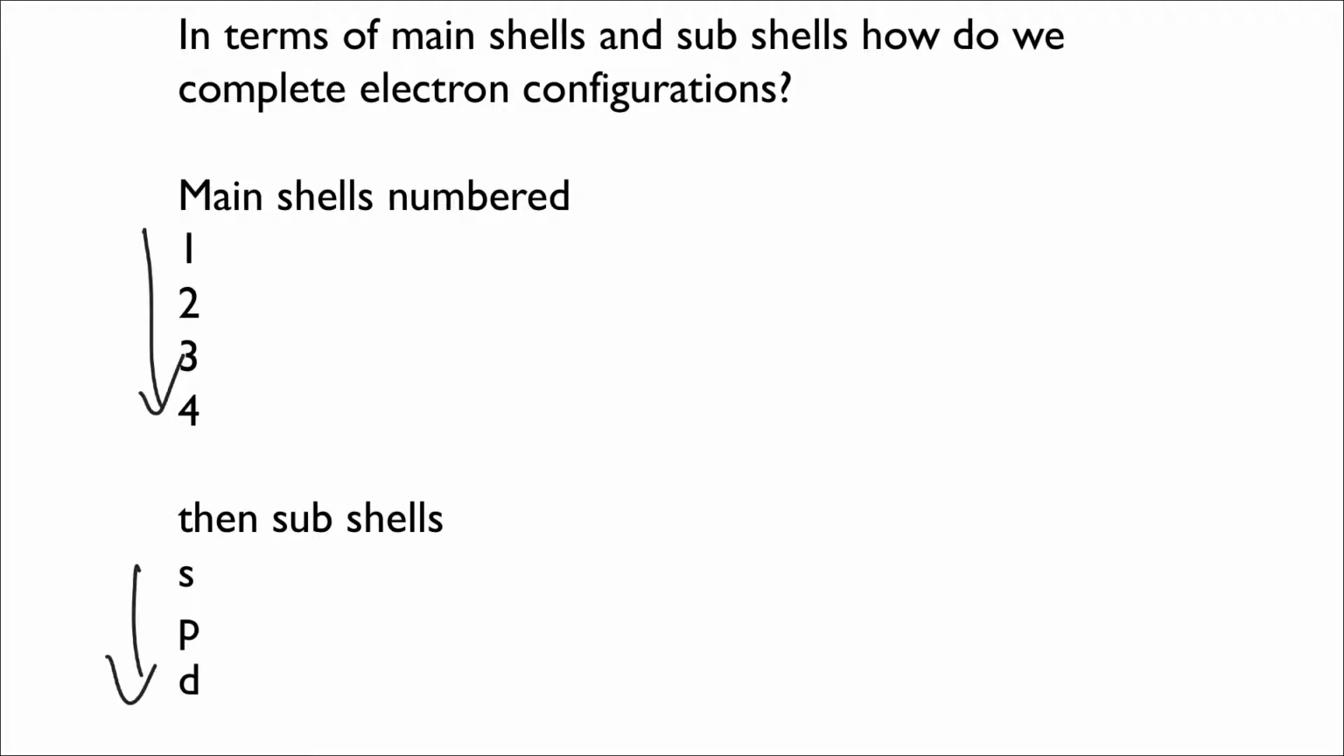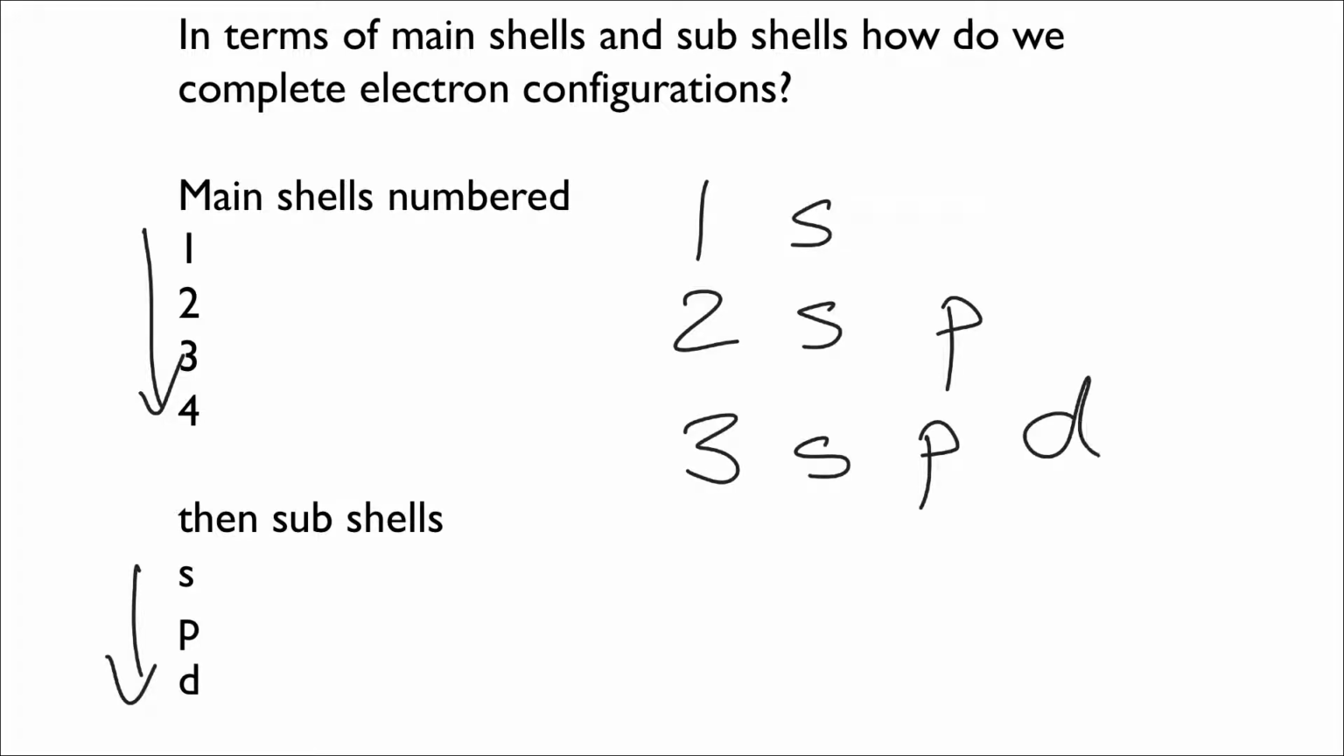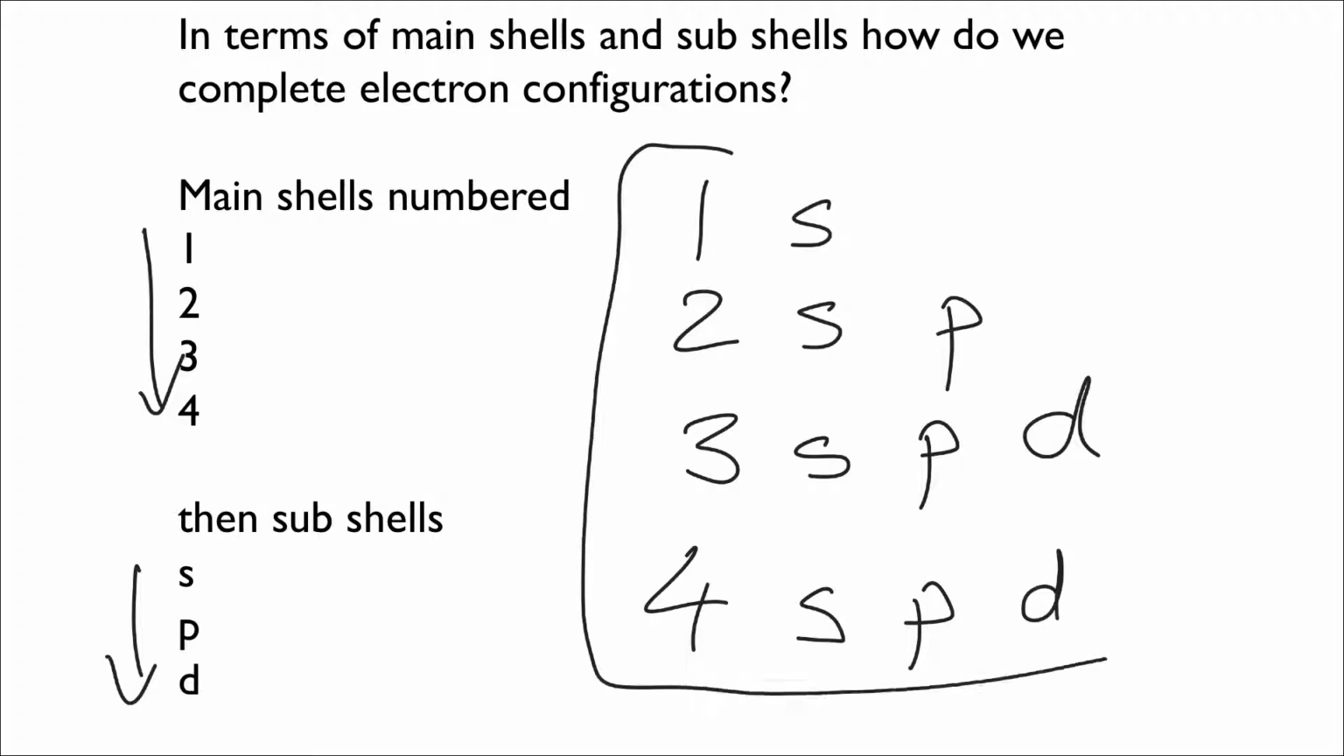Okay? The first main shell can only hold S electrons, so it's only got an S subshell. The second main shell has an S subshell and a P subshell. The third main shell has S, P and D. Okay? The fourth main shell has S, P and D. We're not going to worry about any of the F orbitals because you're not going to be expected to do those at A level. So this is all we're going to worry about for now.